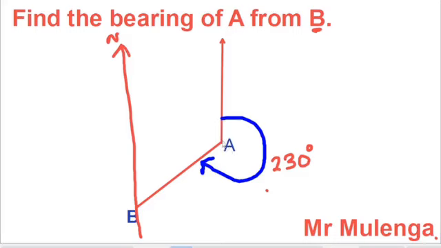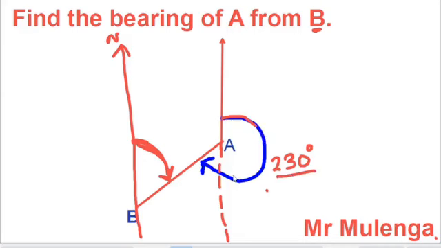So from here, let me just try to extend this line here. So they are saying find the bearing of A from B. The bearing will be moving from here in a clockwise direction until we touch this point for AB. This is the bearing that they want, the angle which will be right here. So how do you find this angle? It's very easy. First thing, you have this angle right here, which is 230 degrees.